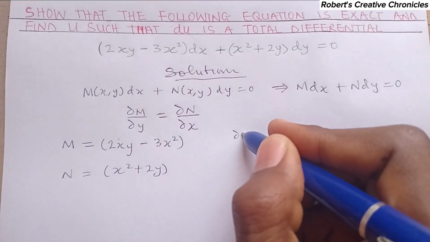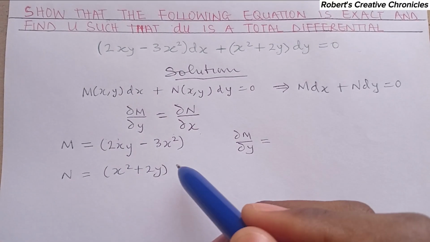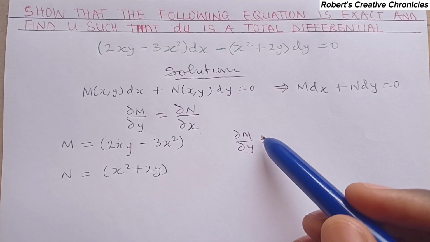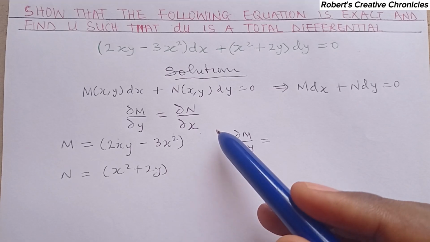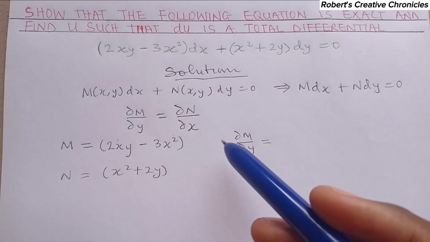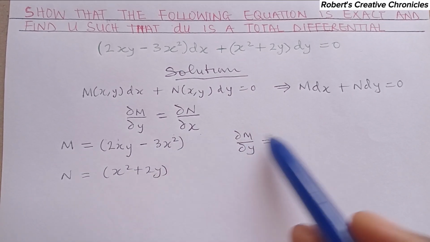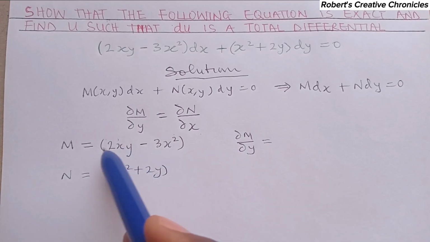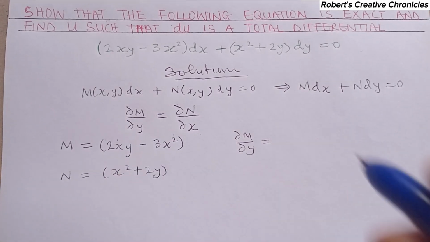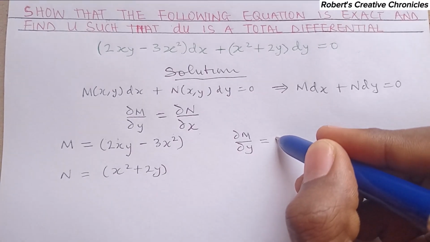Then we can find the partial derivative of M with respect to y. In partial differentiation, we differentiate all the functions of y here, while treating all the functions of x as constants. The derivative of a constant is 0. So y is a variable and x is a constant. The derivative of 2xy is 2x, because the derivative of y is 1.